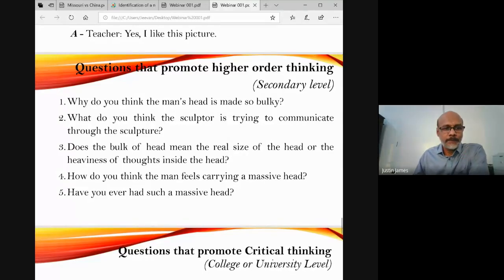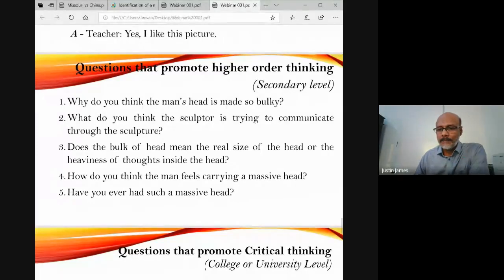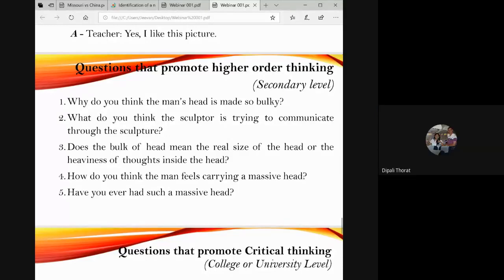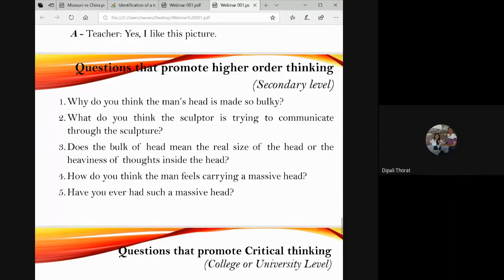Okay, question number 4. How do you think the man feels carrying a massive head? It's an opinion-based question. Does it have emotion in it? Is it an emotion based question? Yes, it is important to use emotions also to learn a language.